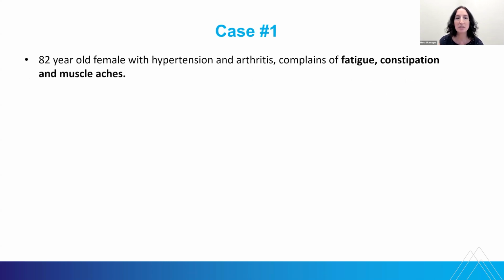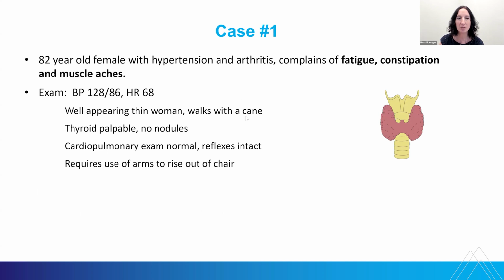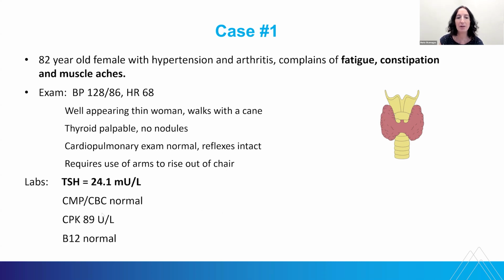So we're going to start with a case to get your wheels turning. We have an 82-year-old female with hypertension and arthritis who complains of fatigue, constipation, and muscle aches. Her blood pressure is 128/86 and her heart rate is 68. She's a well-appearing, thin woman who walks with a cane. Her thyroid gland is palpable on exam. She has no thyroid nodules. Her cardiopulmonary exam is normal, reflexes are intact. She requires use of her arms to rise out of the chair. So you check a lab panel and find labs are normal except for a TSH that's elevated at 24.1.